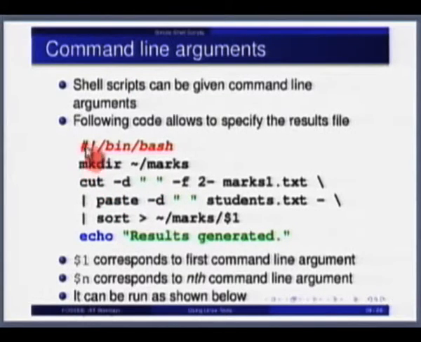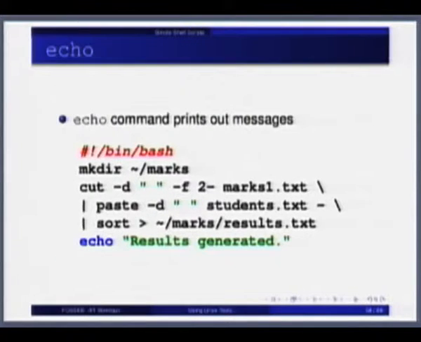So for example, look at this. After doing all this, the redirection is taking place to a particular file, and inside the marks directory, $1. Let us go to the previous slide for a minute. Here it is results.txt. Whatever is there in marks1, some cutting and pasting is going on. Student names are coming from here, but finally the output is going to students.txt.